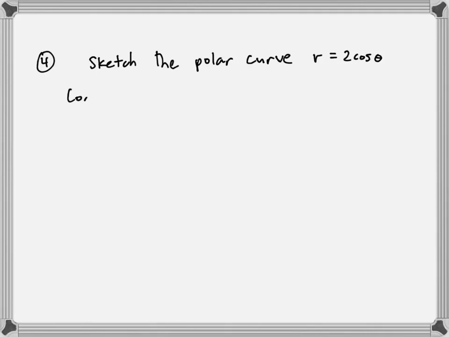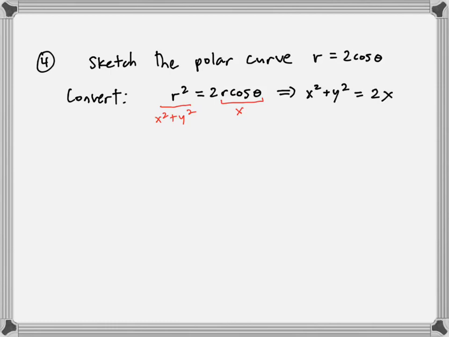So how do we convert it? Well, isn't it true that if I multiply both sides by r, I have r squared is equal to 2r cos theta? But r squared is really x squared plus y squared, and r cos theta is x, and so what we end up with is x squared plus y squared is equal to 2x.